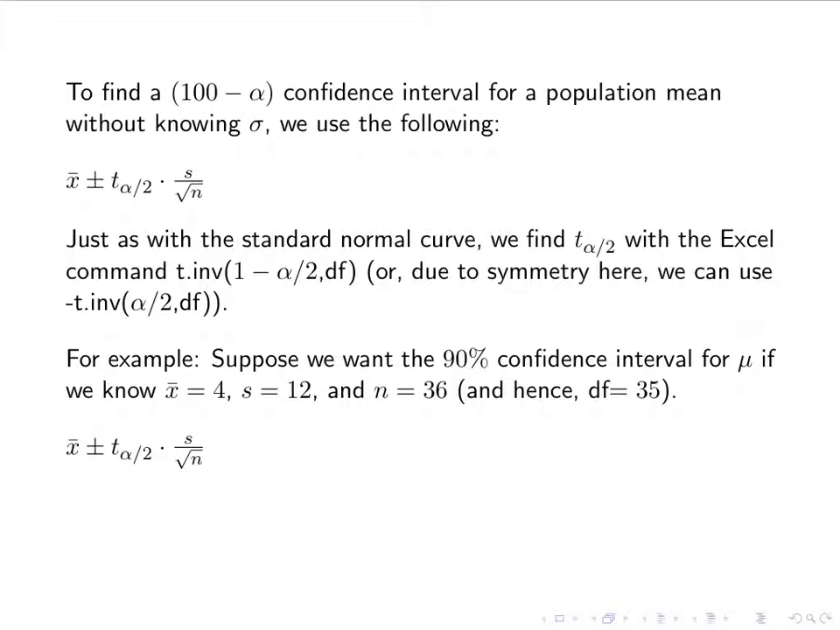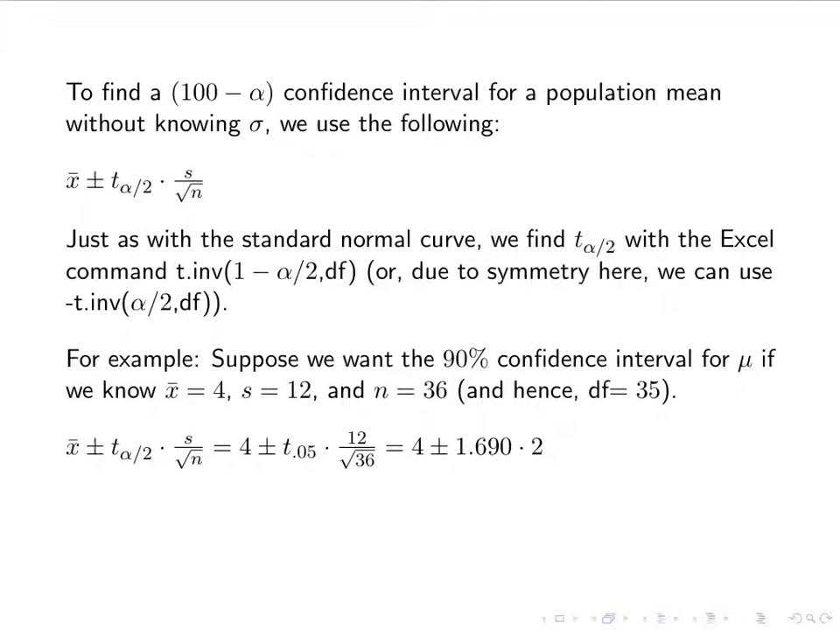So we have our equation. We're going to plug in what we know so far. And then to find t sub 0.05, again, we'll use Excel. So if you want to try it out, you can. Otherwise, just bear with me for now. And again, we'll talk more about how to find it in class.